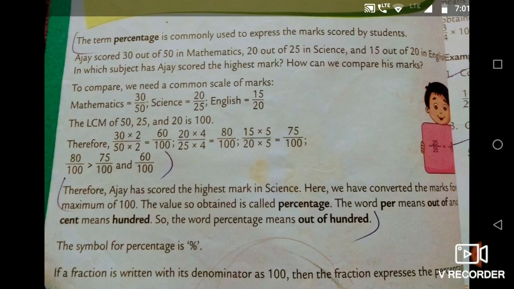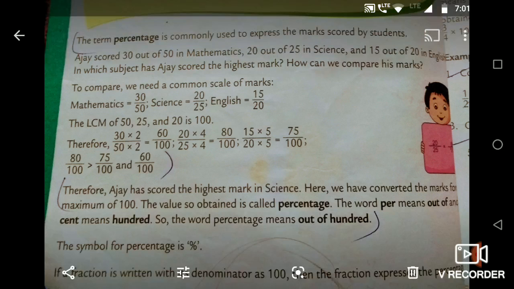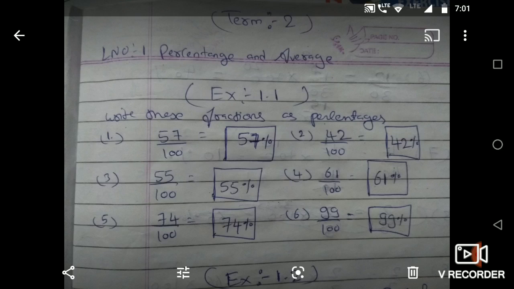Here we have converted the marks for a maximum of 100. The value so obtained is called percentage. The word per means out of, and cent means 100. Exercise.